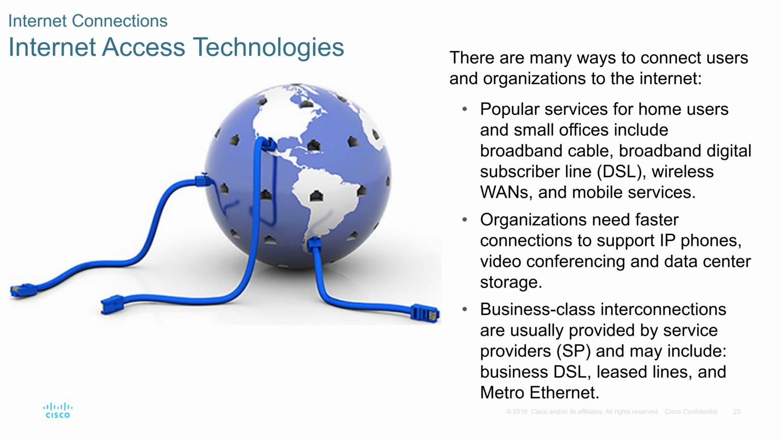But now in Canada, some ISPs do provide fiber directly to your home for home users. And then we have the business class interconnections. They are usually provided by service providers, and they include business DSL, leased lines, sometimes known as T1, T2 lines, for example, Metro Ethernet, for example.